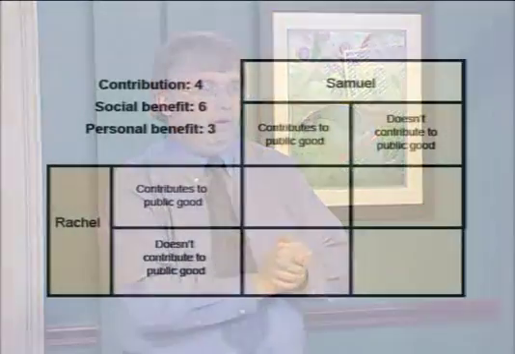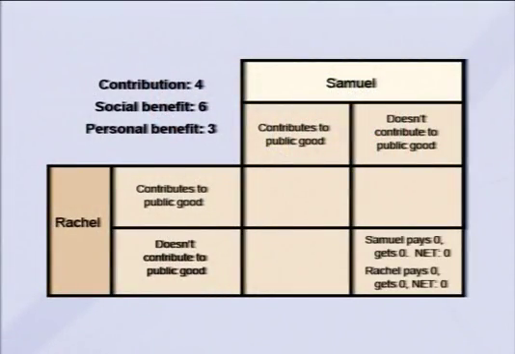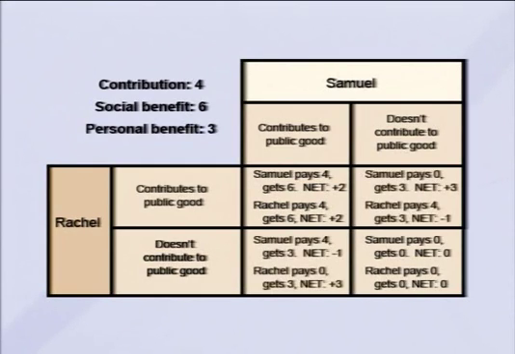Now again, this game has 4 possible outcomes, just like the prisoner's dilemma game I described before. One possible outcome is that neither person contributes. They don't invest anything in the public good, they don't get anything, they both end up with 0. Another possibility is they both contribute to the public good. They each put in their contribution of 4, so they invest a total of 8, and they get a social benefit of 12. When they divide that up, they each get a benefit of 6, and so they each come out ahead by 2.